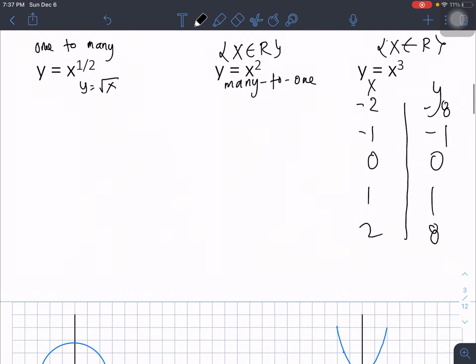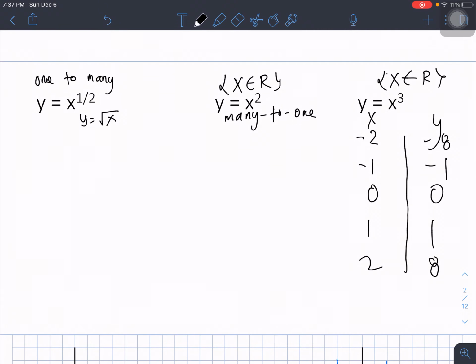For this table of values, you could see that for every unique value of x, there is a unique value of y. There is no repetition of y values for each given domain. Hence, this is a one-to-one correspondence. The probable technique that you can apply is that if x is raised to an exponent, let's say the exponent is an integer.